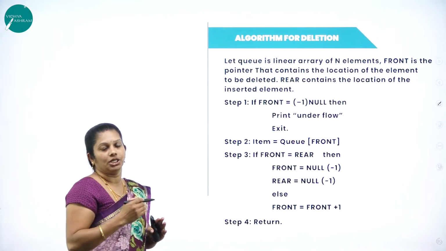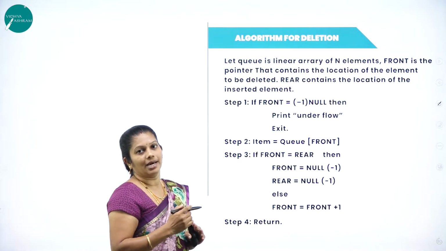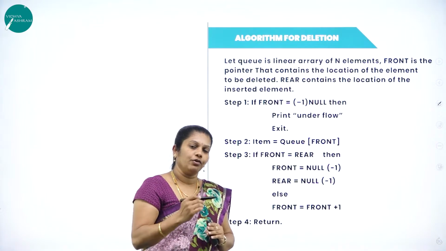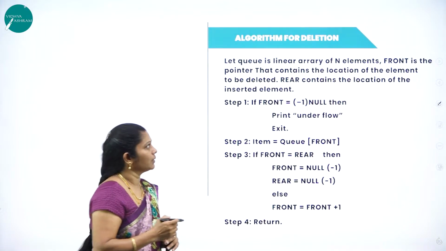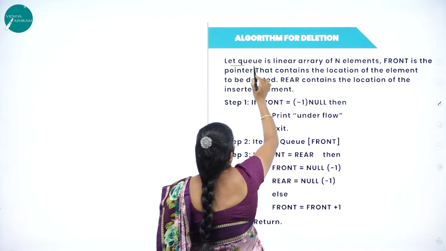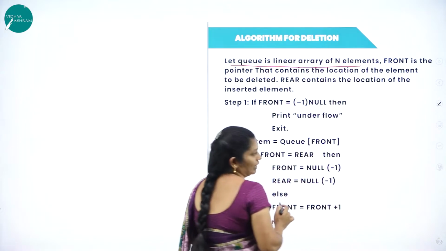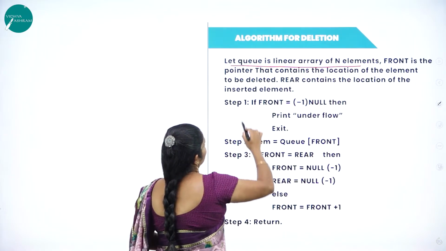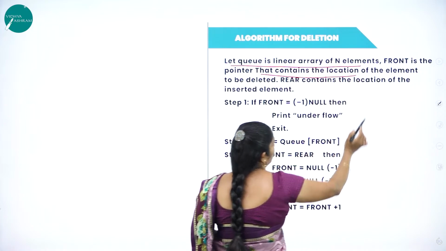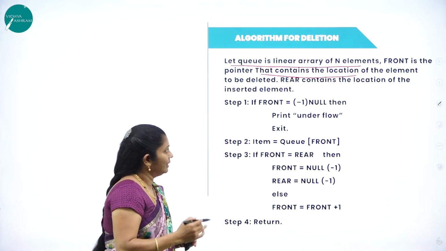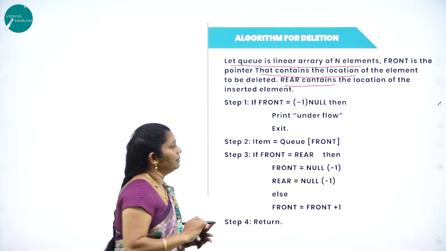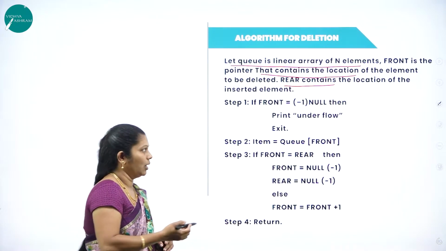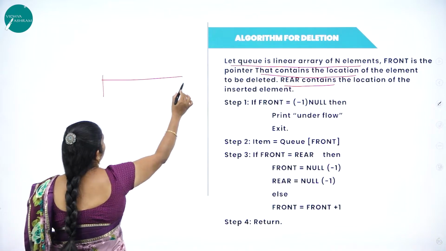Deletion of an element in a queue is called DQ. Before writing the algorithm, first we have to mention which variables we are using. Let Q be a linear array of n elements, and front is the pointer that contains the location of the element to be deleted, and rear contains the location of the element to be inserted. Now, as I already told you, this is the Q.